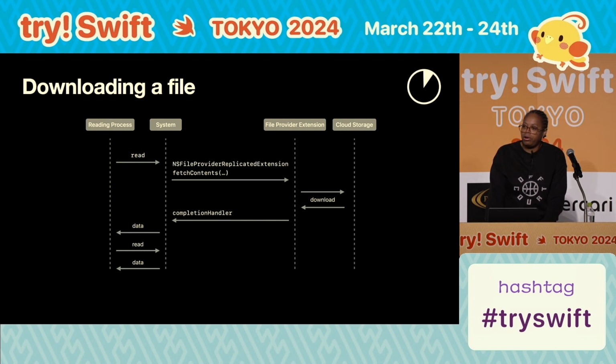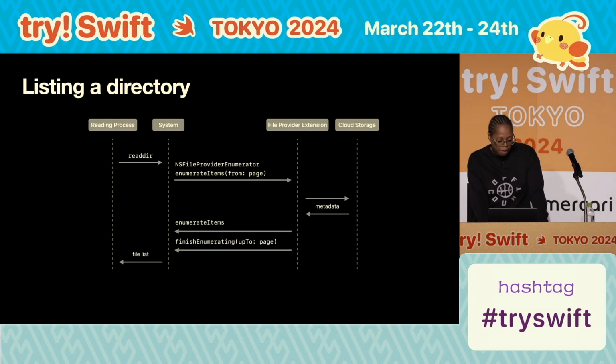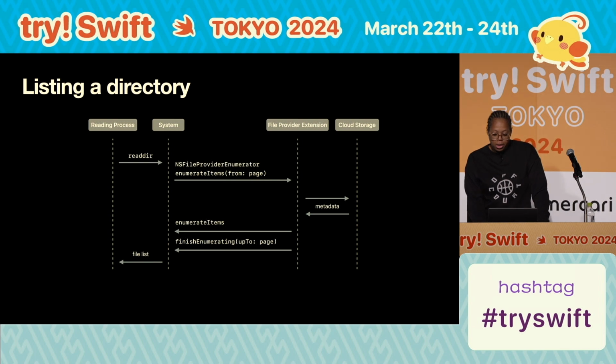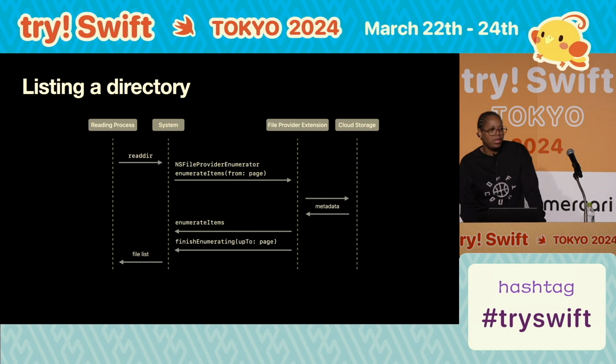If we want to go through the hierarchy of the file, we need to list the directory. It's about enumeration, so it works similarly. The kernel will detect a read directory call and will pause it. It will call your extension to enumerate the items. You will fetch the metadata of these items. You reply with the number of items you get.